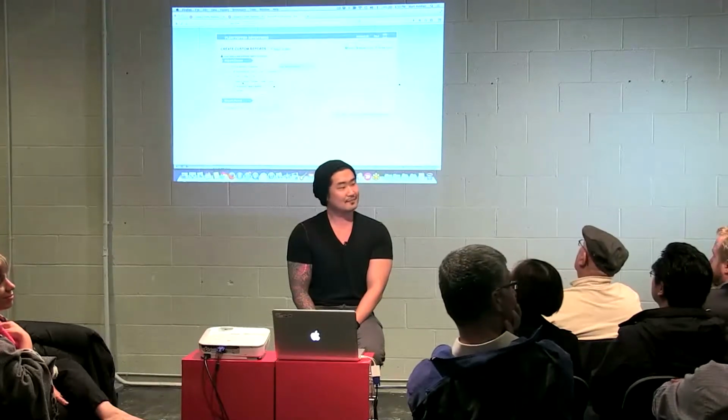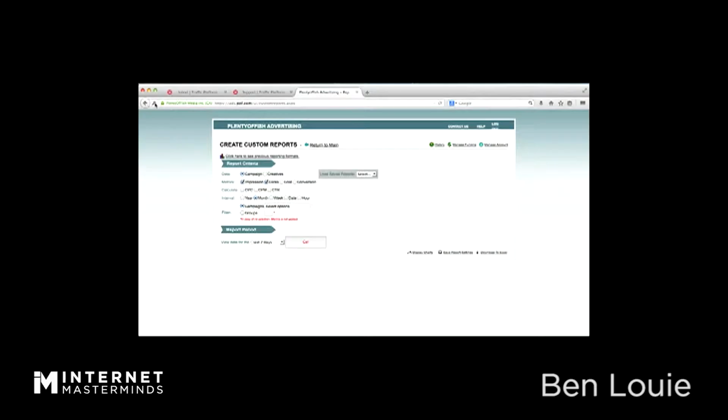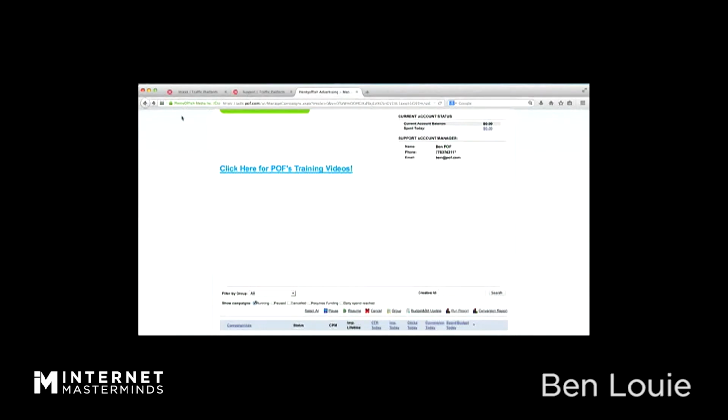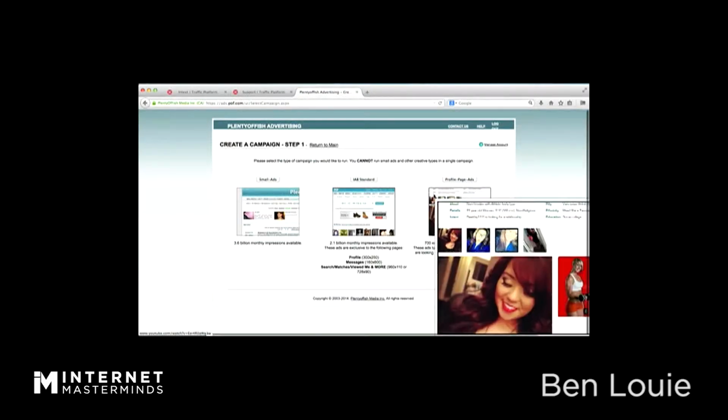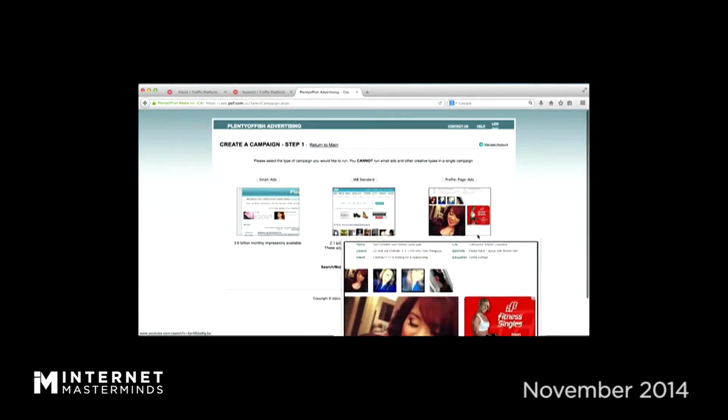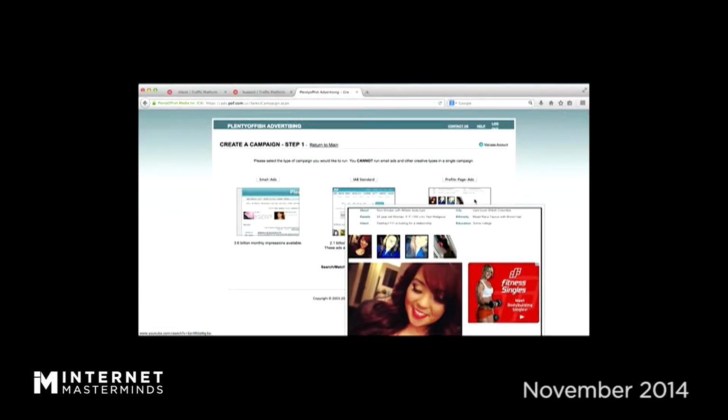I noticed there were a few different types of ads that you can run. Is it more to run the bigger ads, the banner ads? Yeah, so the banner ads are, I don't know if you can see it. No, not really. It's this square one on the right here beside the user picture. So, fitness singles.